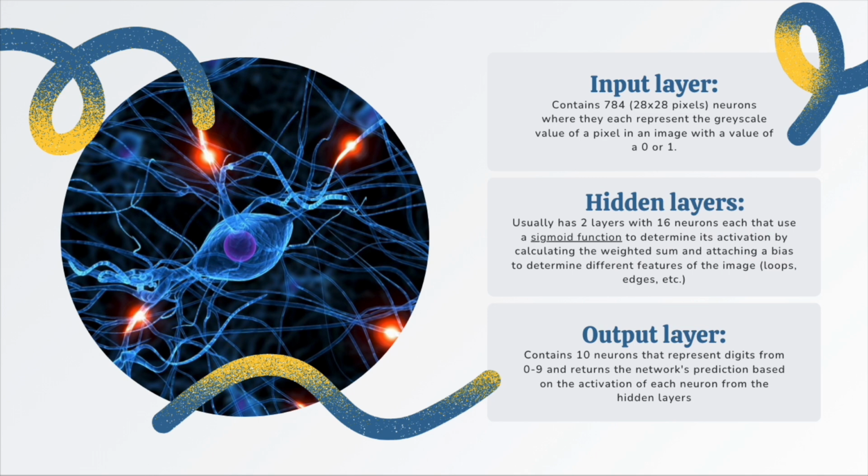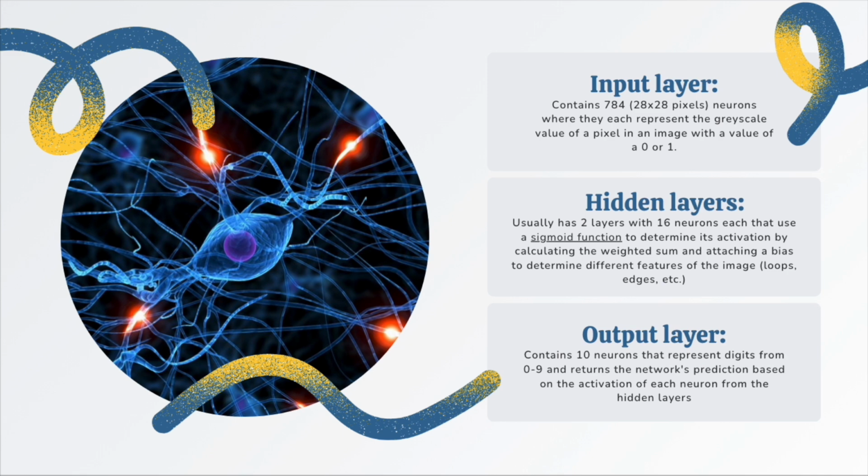The first layer in a neural network is the input layer, which contains 784 neurons, usually a 28 by 28 pixel image where each pixel has a value of either 0 or 1. The hidden layer usually has 2 layers containing 16 neurons each that use a sigmoid function to determine their activation by calculating the weighted sum and attaching a bias to determine the different features of the image.